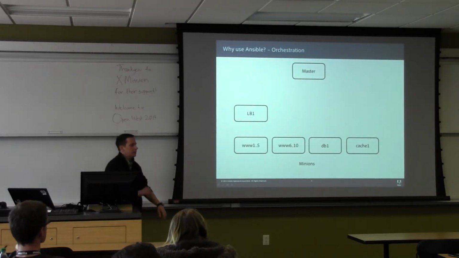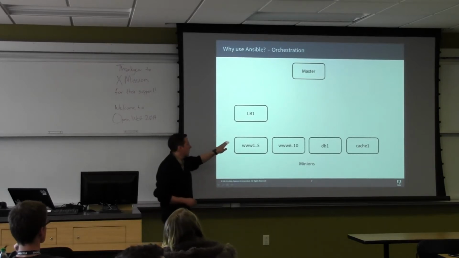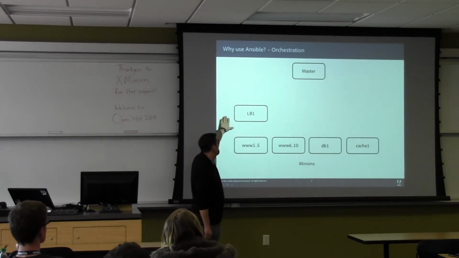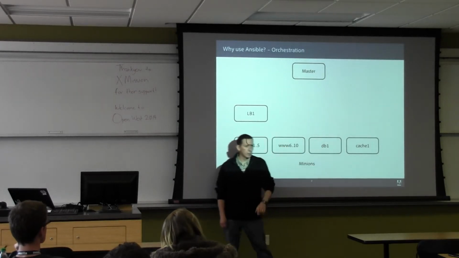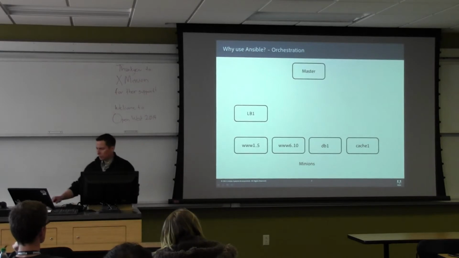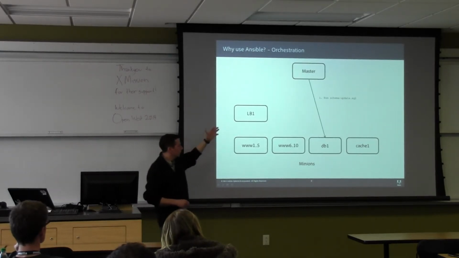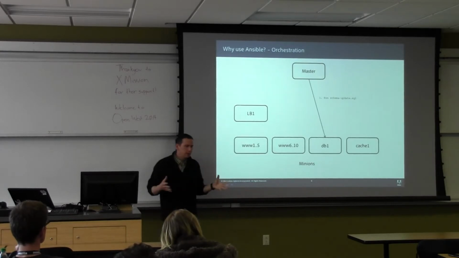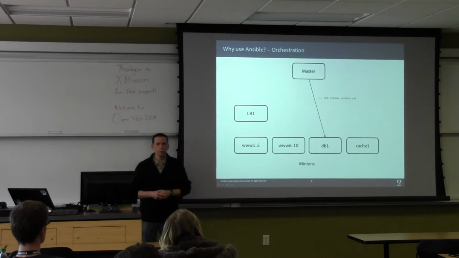So here's where I think Ansible really kind of shines, is on this idea of orchestration. So consider this environment where you have one master, we have a load balancer, some web servers, a database server, and a memcache server. Pretty typical configuration. And you want to be able to run a schema update. Consider like a deployment of some software, like a production deployment.